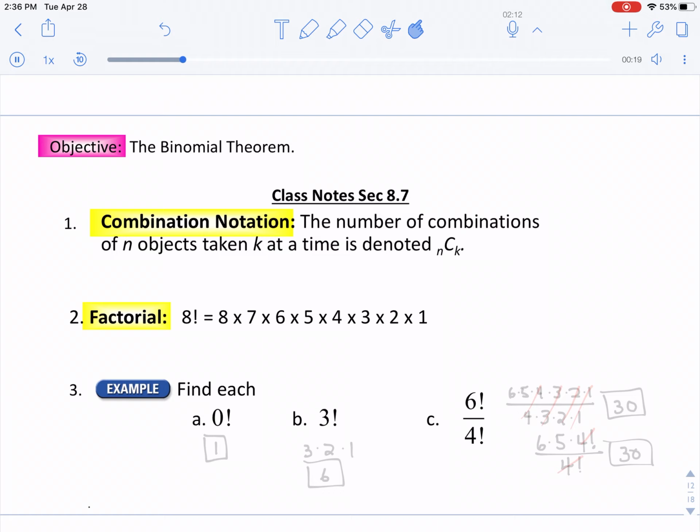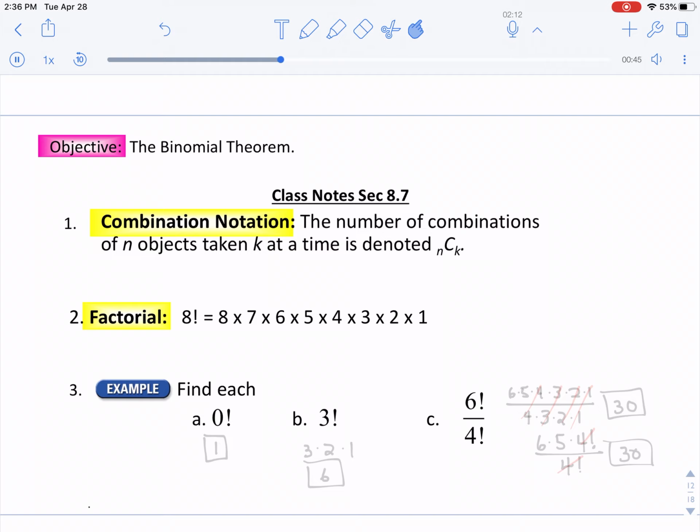So before we start talking about that, let's talk about factorial and what factorial means. So 8 exclamation point is not 8 exclamation point in math. It's 8 factorial. And what it means is starting with 8, you multiply 8 times 7 times 6 times 5 times 4 times 3 times 2 times 1. And when you multiply all that out, you get the value of 8 factorial.